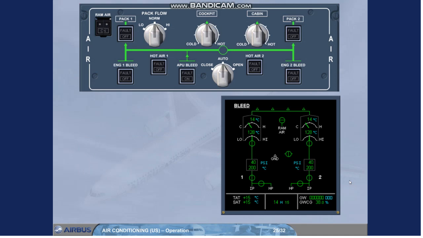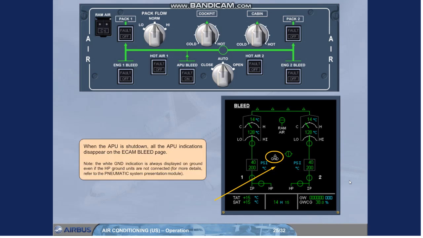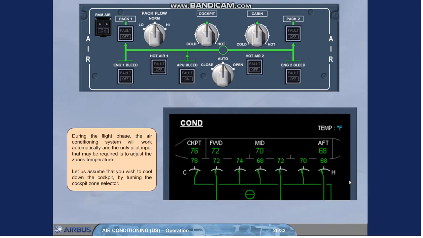When the APU is shut down, all the APU indications disappear on the ECAM bleed page. Note, the white GND indication is always displayed on ground, even if the HP ground units are not connected. For more details, refer to the Pneumatic System Presentation module. During the flight phase, the air conditioning system will work automatically, and the only pilot input that may be required is to adjust the zone's temperature.